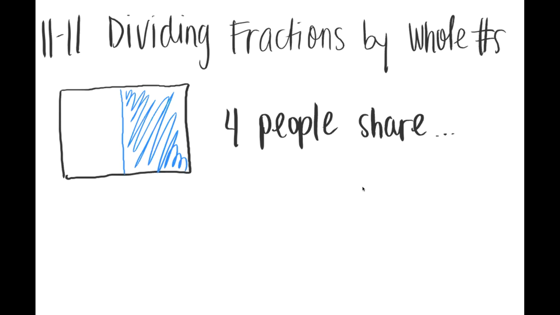Hey guys, so today we're going to be doing 11-11 and we're still dividing fractions, but now we are going to be dividing fractions by whole numbers. So in 11-10, we did the opposite. We did whole numbers by fractions. So we're still going to use the KFC strategy, and I'm going to show you some problems.